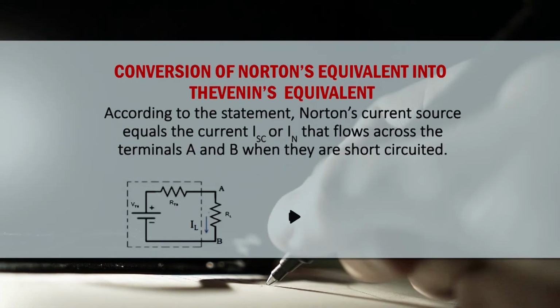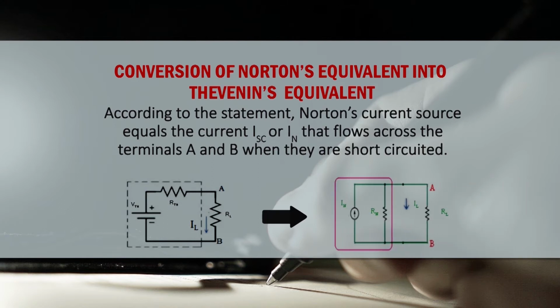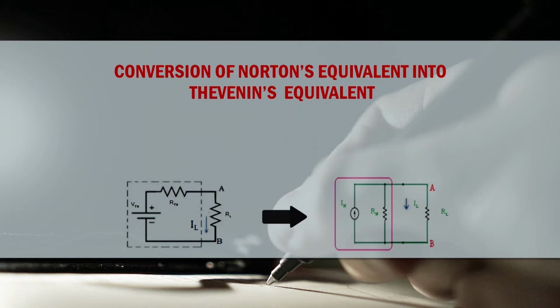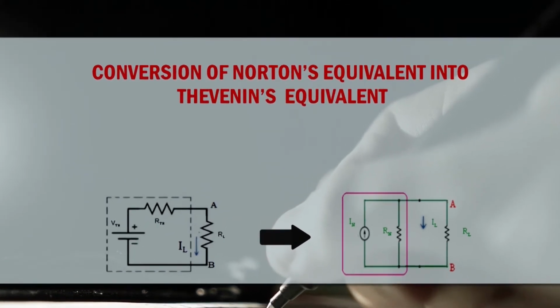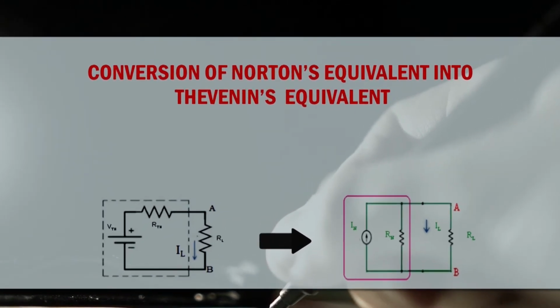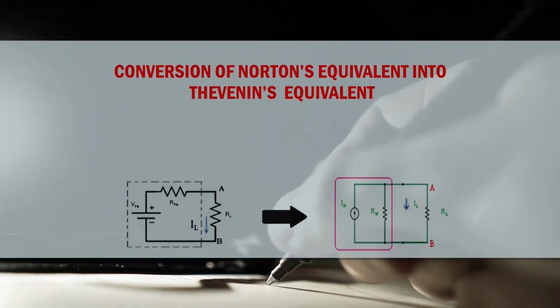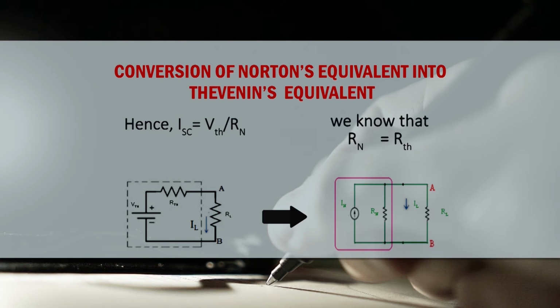So here you can see in the diagram, the Thevenin voltage VTH is connected in series with Thevenin resistance RTH and load resistance RL. So what will be the value of this short circuit current or Norton current? It will be equal to the ratio of VTH to RN. As you know, RN is equal to RTH, because the method to find out the Norton equivalent resistance is equal to the method to find out the Thevenin resistance. So this is just like how to convert a voltage source into a current source.